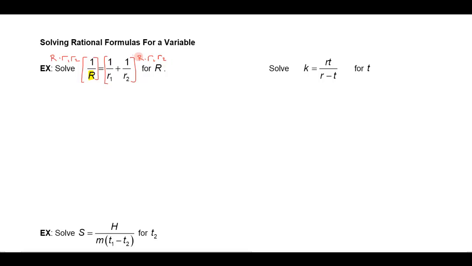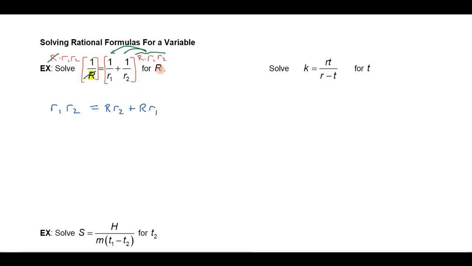Okay, so on this side, the big R is going to cancel, and I'll just get little r1 times little r2. And then over on this side, I will need to distribute that to each of the terms. When I distribute it to the first term, the little r1 is going to cancel, and I'll be left with big R times little r2. And when I distribute it to the second term, the little r2 will cancel. I'll be left with big R times little r1.